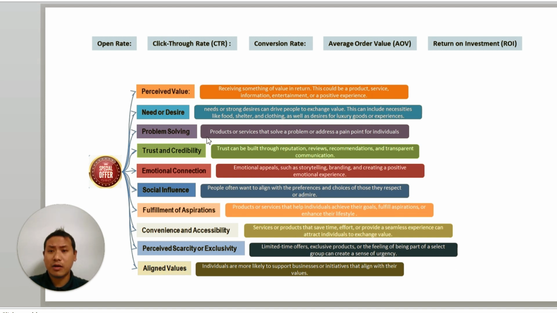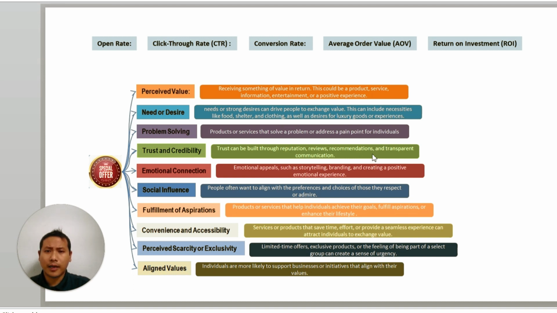So if you are providing any of those, there will be a high chance that there's going to be a click-through rate, basically. So the special offer would be problem solving. Are you providing a product or service that solves a problem or addresses a pain point of an individual? This is really, really very important, that you have to align with your audience. And also the next one is trust and credibility. Trust can be built through reputation, reviews, recommendations, and transparent communication.